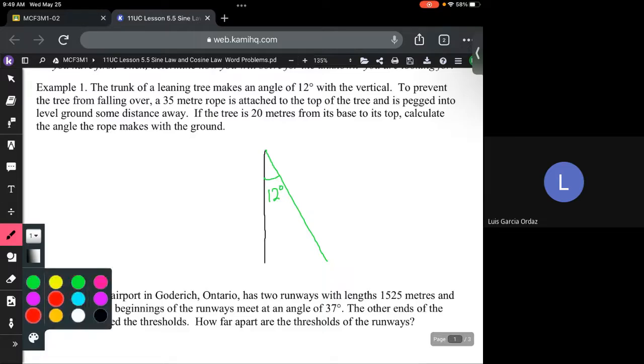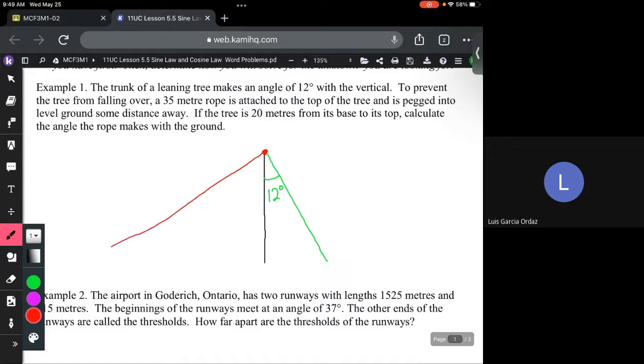So somewhere over here at the top of the tree, there's a rope that is attached and it's going to be somewhere near the ground. So this rope is 35 meters. The next piece of information is, if the tree is 20 meters from its base to its top, calculate the angle that the rope makes with the ground. So this is the base of the tree, and this is the top of the tree. What would this measurement be over here? 20.